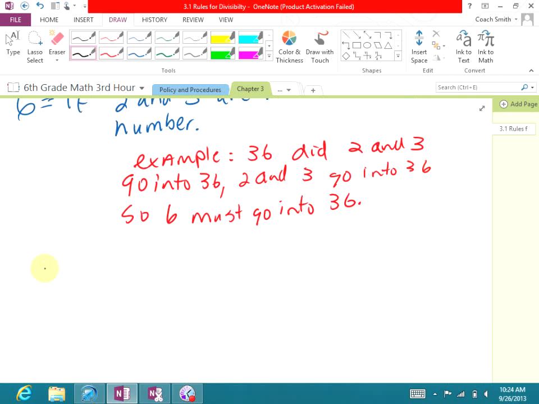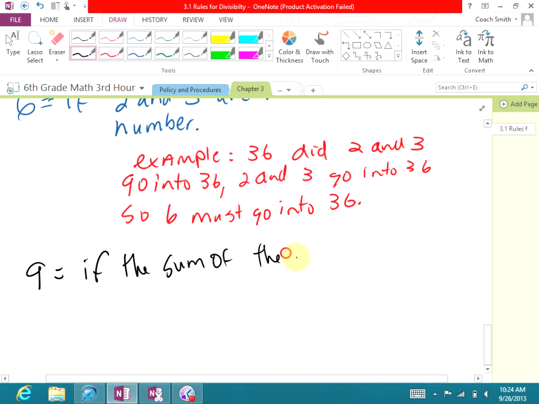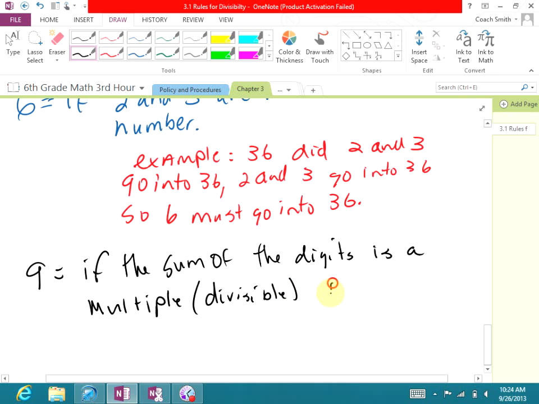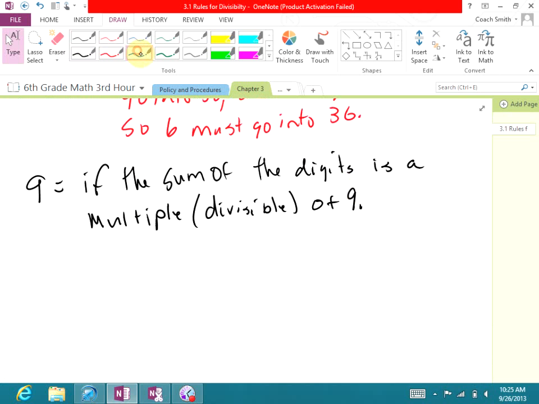All right, what's the next one in the list? 9? That's what I figured. All right, 9, okay, if the sum of the digits, let me rephrase that, sum of the digits is a multiple, also use the word divisible here, of 9. Okay? 9 is just like 3. Okay? 9 is just like 3. Okay? So you're just going to add them up. So let's go back to our 123,000 example.